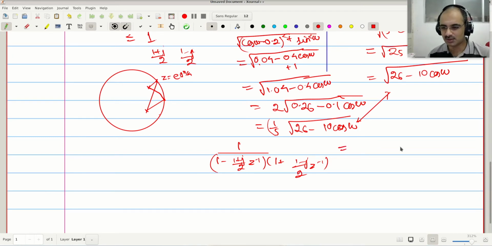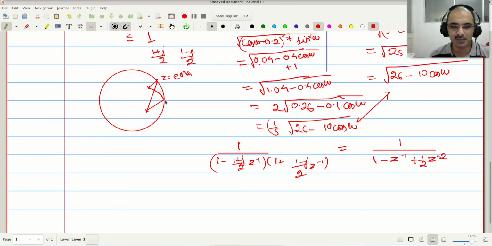So that corresponds to 1 upon, if you do this carefully, 1 minus, and (1 plus j) plus (1 minus j) will give you 2, so 1 minus z inverse plus, and (1 plus j) into (1 minus j) is 2, divided by 4, so you get half z power minus 2. So this is the kind of all pole system.